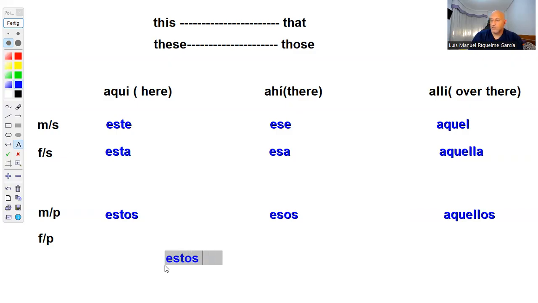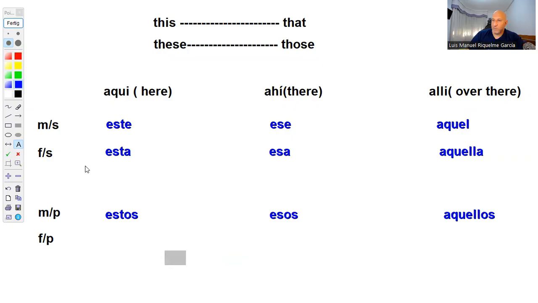estos bolígrafos, these pens. I go to the shop and I'm pointing at them, but they are a bit farther away. Esos bolígrafos. They are very far away. Aquellos bolígrafos.